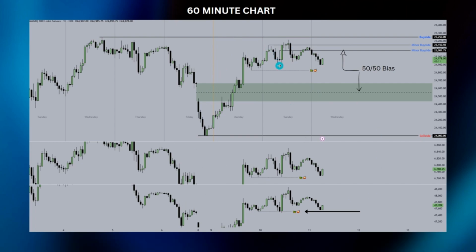So when we came down here, yes, I was expecting this low to be ran and then a potential run higher. But this low wasn't ran, yet I still caught this run higher. So how did I do that?